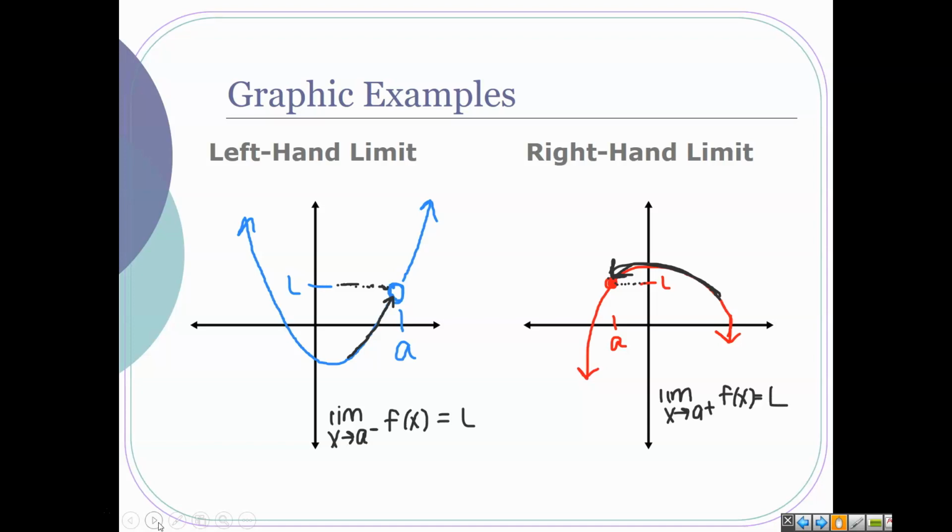I just wanted to show it didn't matter if you found A on the left or right sides of the graph. The left and the right all come from the direction you're tracing the graph. So if I were to have traced this graph from here, it would have been a left-hand limit. When you trace the graph from this side, it's a right-hand limit.